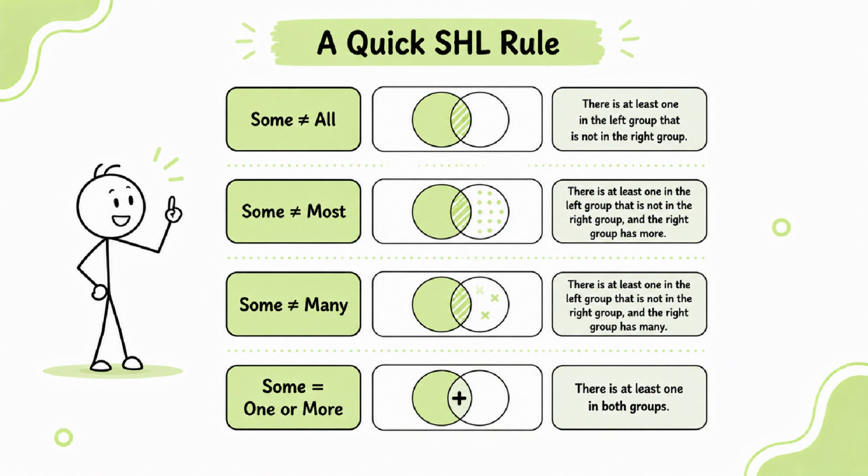A quick SHL rule. Some is not equal to all, some is not equal to most. Some is not equal to many, some simply means one or more. Never assume anything extra.